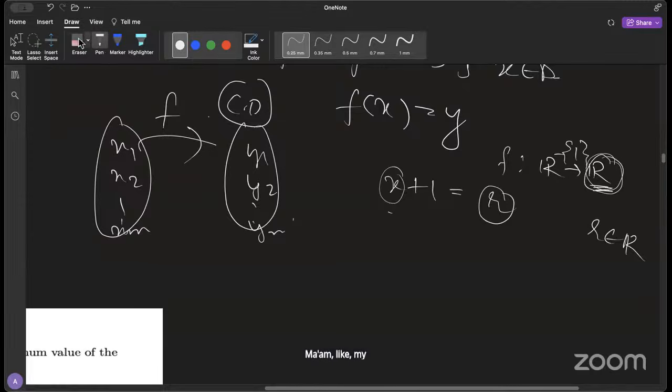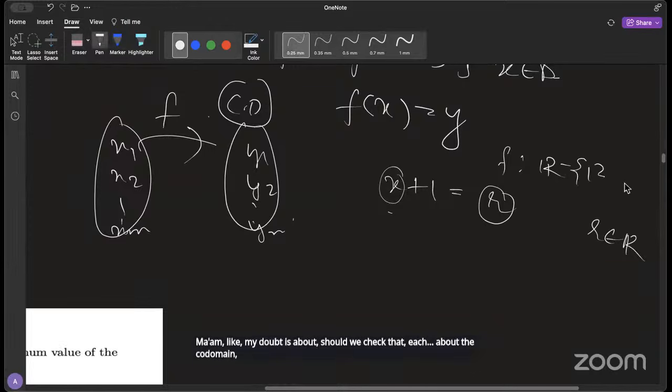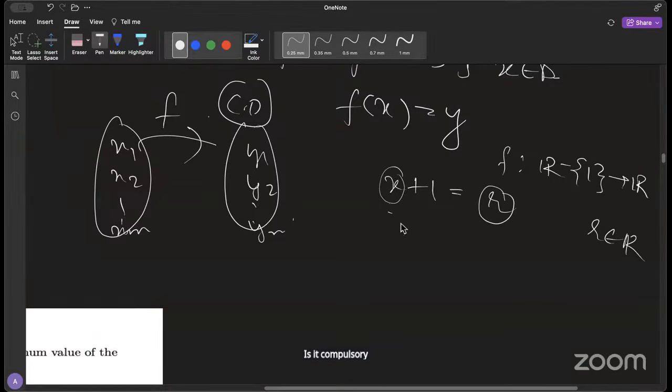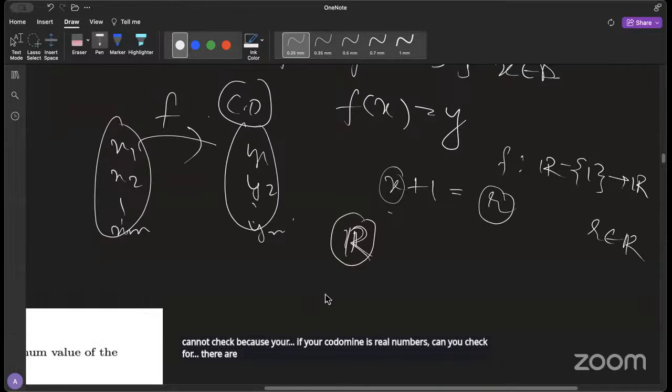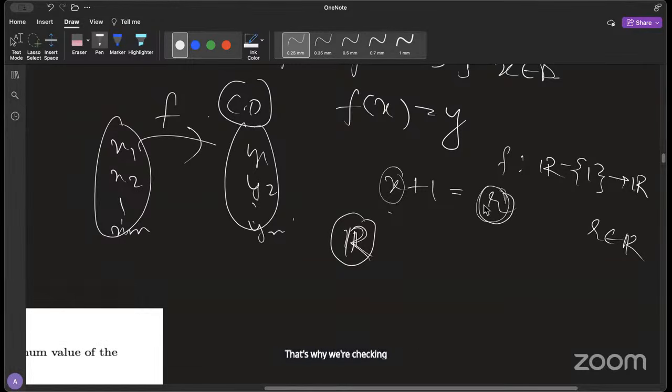My doubt is about the codomain technique: should we check it for each element, or can we also do it like this? Is it compulsory to check the codomain? Yeah, you have to check it for every element. Possibly you cannot check every one, because if your codomain is real numbers, there are infinitely many numbers here. You can't check for every number, right? That's why we're checking for a random R. Do you get it?